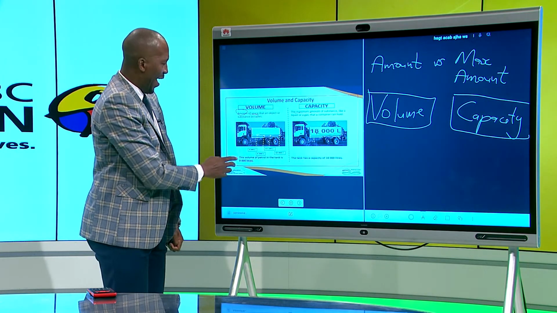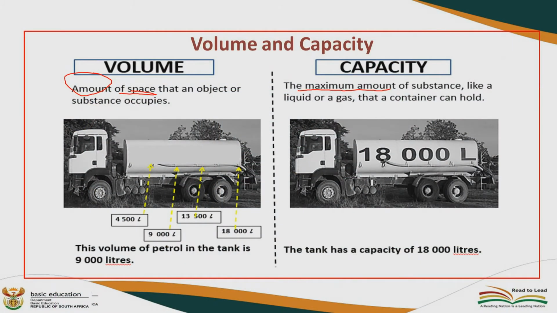Look at volume here. When you look at this petrol truck, I can say the volume in the truck is 4,500 and the truck is not full, or I can say the petrol inside the truck is 13,500 liters, while the capacity, the maximum which this container can hold, is 18,000 liters. The tank has a capacity of 18,000. I'm not saying the tank has a capacity of 4,500, but 18,000. I'm looking at the maximum in this situation.